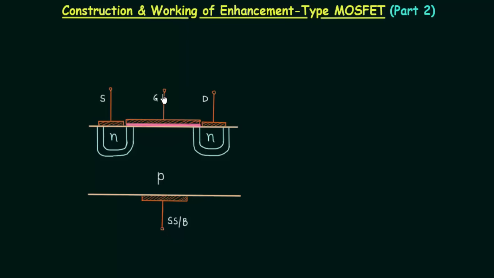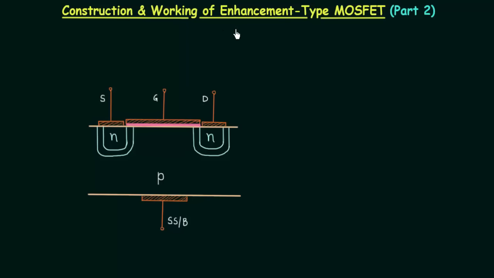This is the gate terminal, and the metal contact in this case is connected in a different way. There is no direct contact between the body and the metal. There is a thin layer of silicon dioxide in between. The layer is very thin, in the order of angstroms. You can see there is no channel between source and drain.